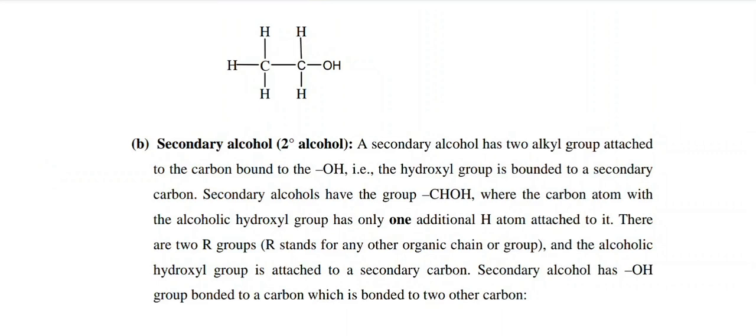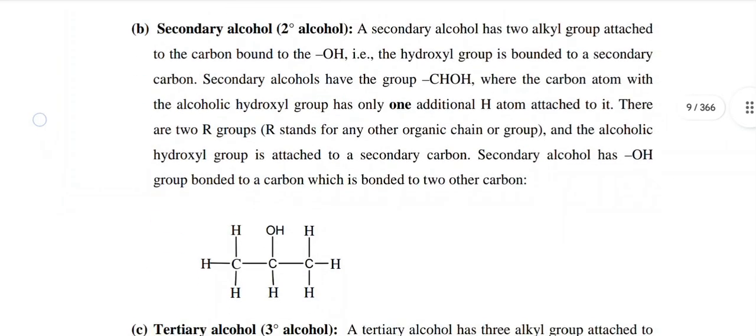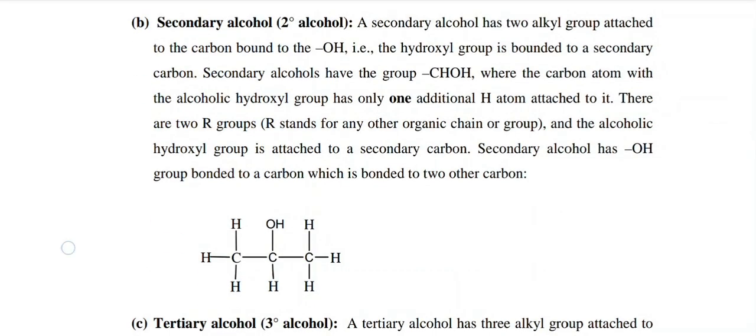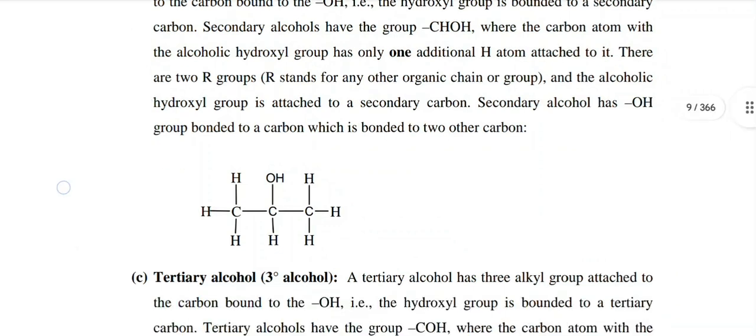Secondary alcohol. A secondary alcohol has two alkyl groups attached to the carbon bonded to the OH. The hydroxyl group is bonded to a secondary carbon. Secondary alcohols have the group CHOH, where the carbon atom with the alcoholic hydroxyl group has one additional H atom attached to it. There are two R, where R stands for the other organic carbon group, and the alcoholic hydroxyl group is attached to a secondary carbon. A secondary alcohol has the OH group bonded to a carbon which is bonded to two other carbons.